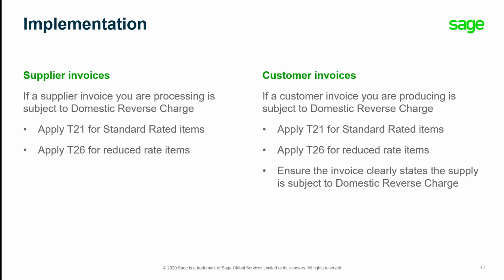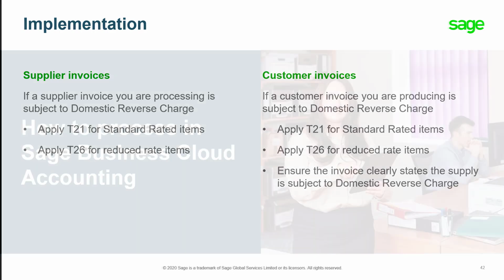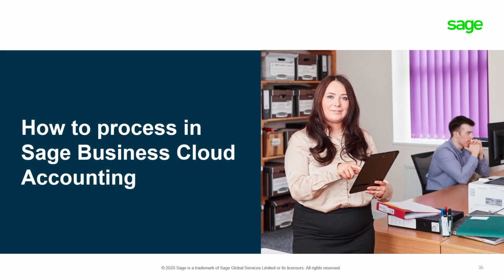And for your customer invoices, again, if they are subject to domestic reverse charge, use T21 for your standard rated items and T26 for reduced rate. Using these tax codes will ensure that the VAT return is impacted correctly, and it will also update the wording on your standard layouts. Standard layouts can easily be amended to add logos and layout preferences. So that sums up the new features and how to process in Sage 50 Cloud accounts.